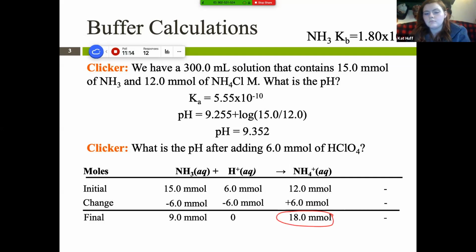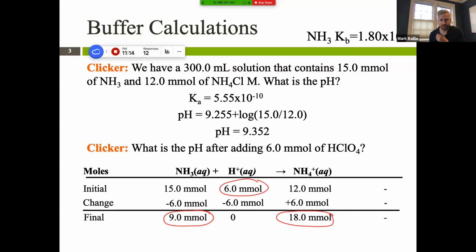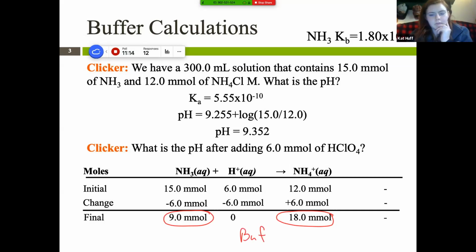Oh, 18, okay. 18 and 9. No, you're right. We used up the 6 millimoles of our H plus ion. That's what you're referring to. So we have a mixture of a weak acid and a weak base. And what do we call that? A buffer. Great.